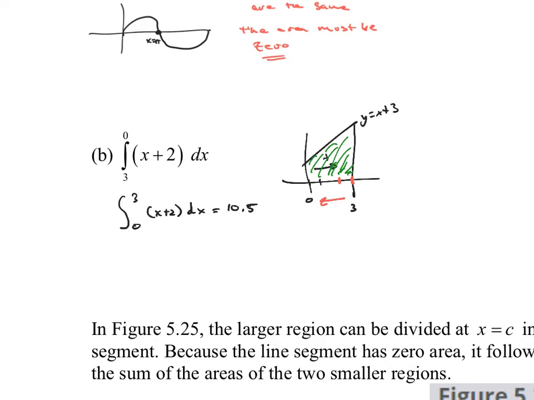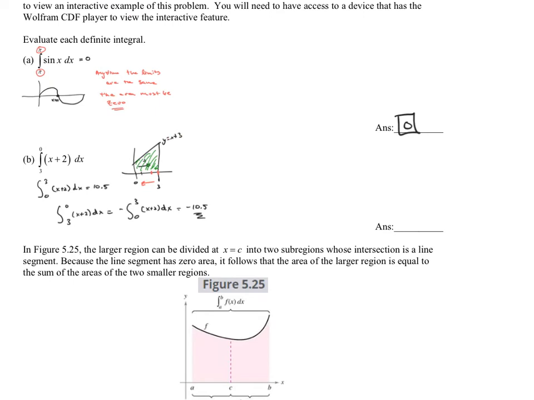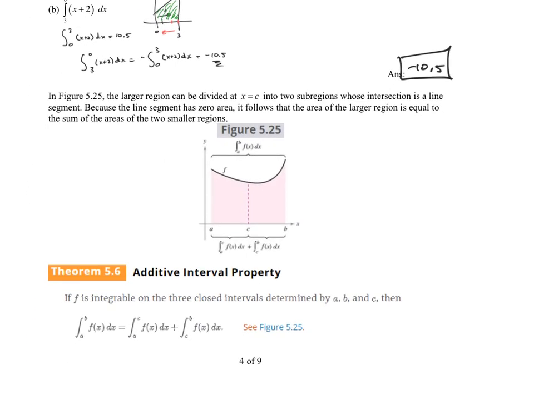So what we have here is that the integral from 3 to 0 of x plus 2 dx is going to be the exact same thing as the integral from 0 to 3 of x plus 2 dx, except we have to change the sign, so I'm just going to put a negative there. And so the answer would be negative 10.5 in this case. So swapping the limits doesn't change the value, it just changes the sign. Okay? Let's look at this next one.